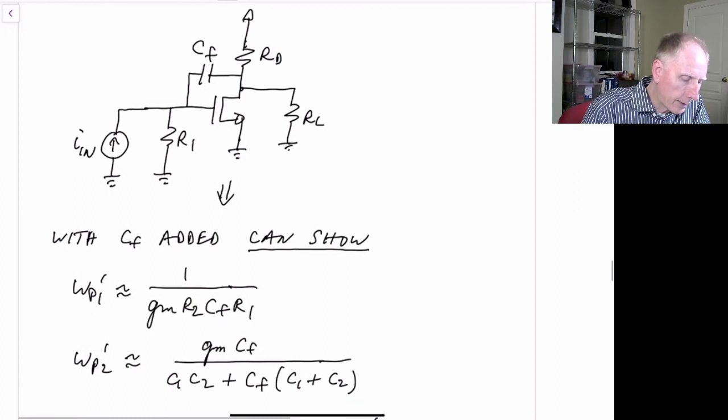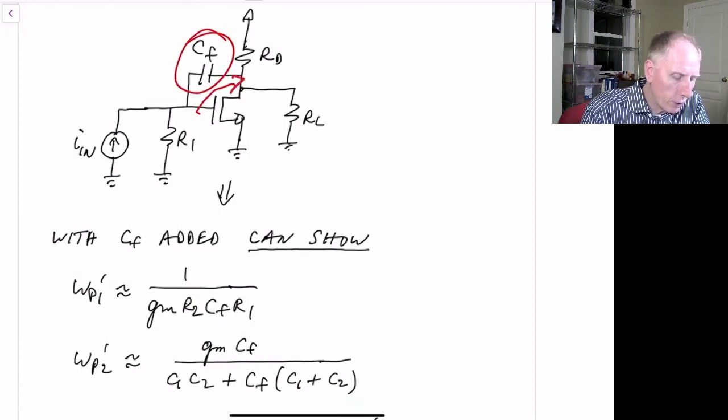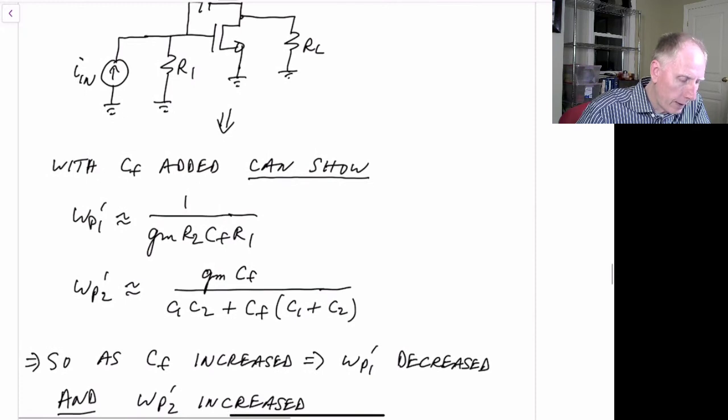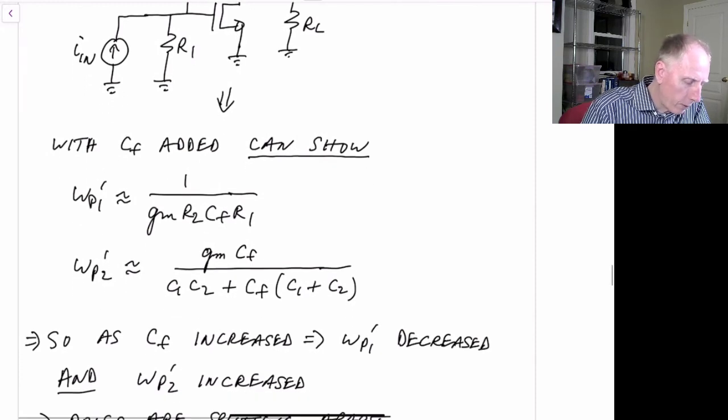And we can see that that's the case because we have a Miller capacitance here. The gain from here to here is GM times R2, which is the impedance seen at the drain of the transistor. And so that becomes the GM R2 times CF, because it increases the capacitance by approximately that gain factor. If you also do some analysis, you'll find the other pole, omega P2 prime, is approximately given by this equation here.